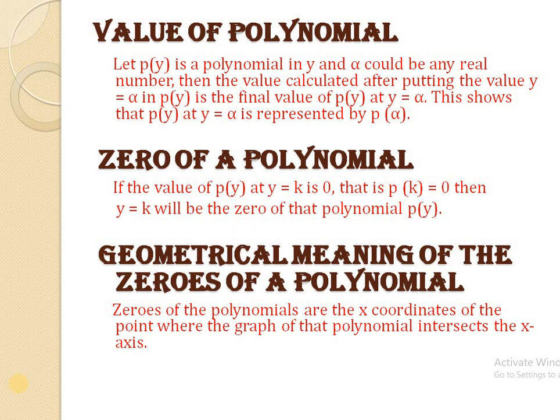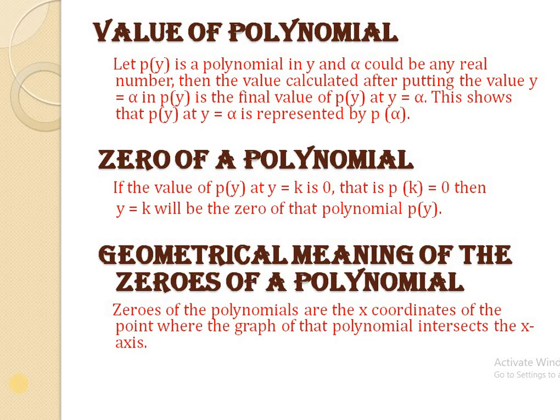Now I am putting x equals minus 1 in the polynomial x plus 1. So I will get minus 1 plus 1, which is equal to 0. Now I got 0. It means minus 1 is a zero of the polynomial x plus 1. Understood?